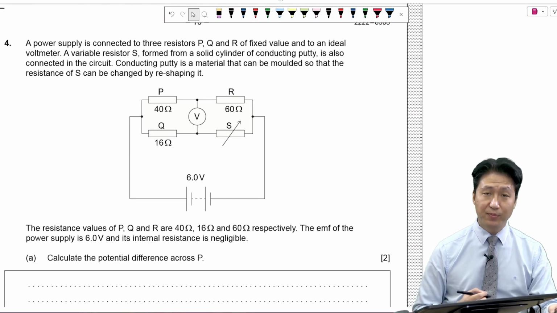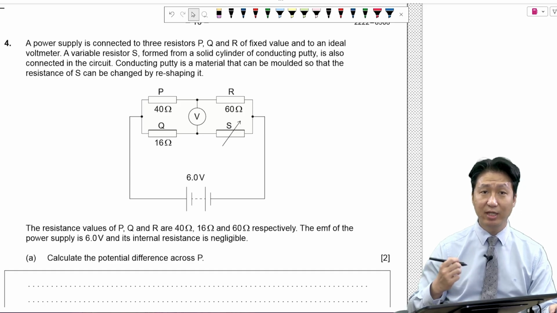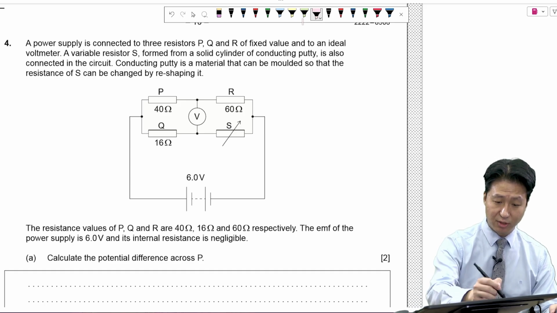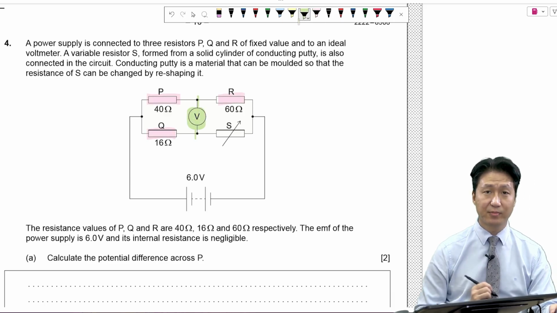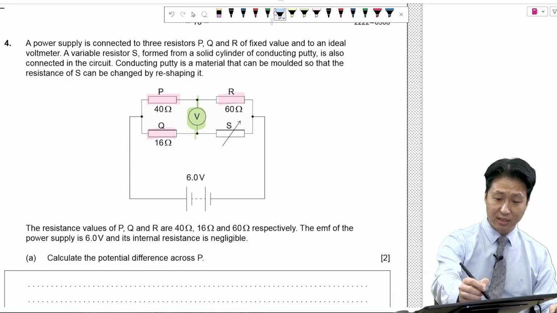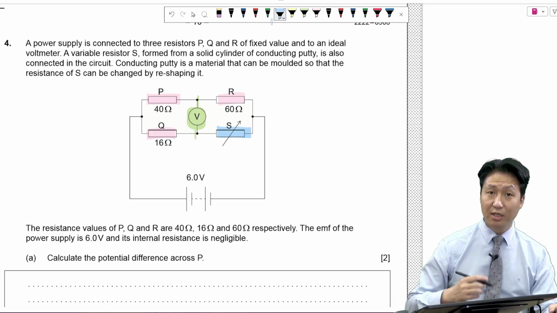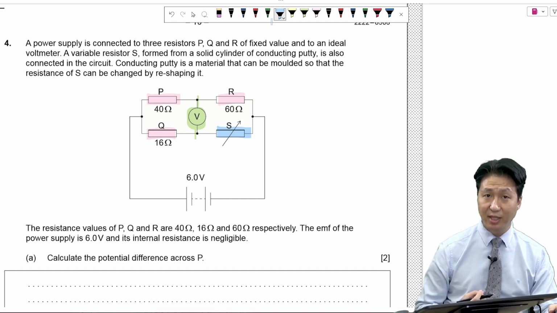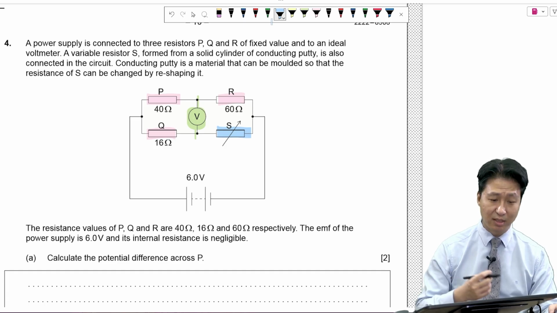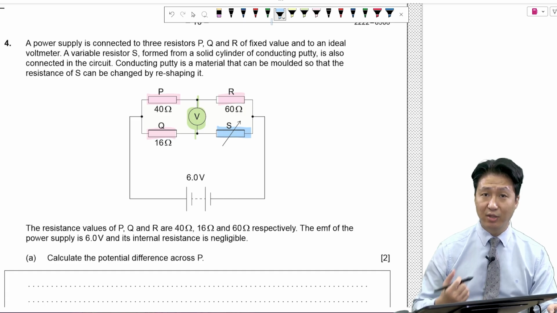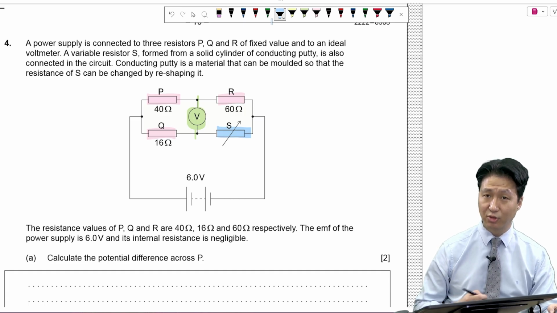For this next question, number 4, it says that a power supply is connected to 3 resistors, P, Q, and R, of fixed value, and to an ideal voltmeter. So we have the 3 resistors, P, Q, and R, and there's an ideal voltmeter connected like this. Our variable resistor S here is formed from a solid cylinder of conducting putty and is also connected to the circuit. The conductive putty is a material that can be molded so that the resistance of S can be changed by reshaping it. The resistance values of P, Q, and R are 40, 16, and 60 ohms respectively. The EMF of the power supply is 6 volts.